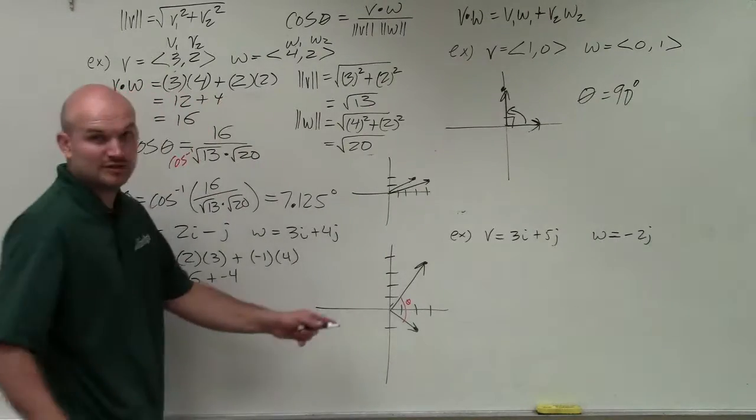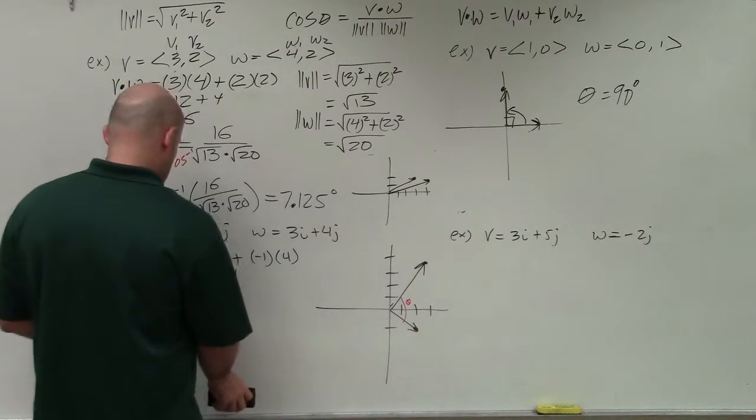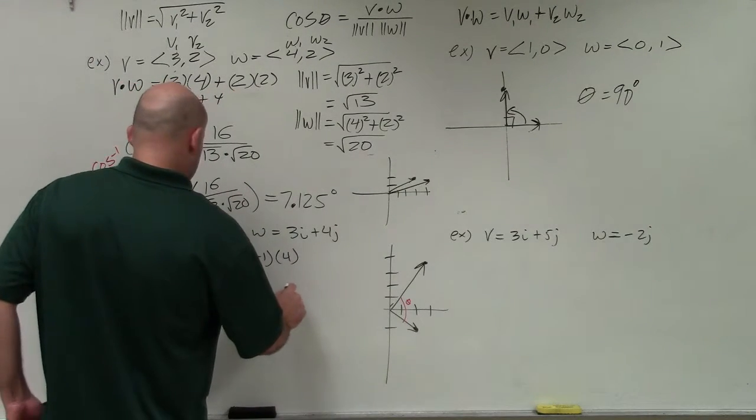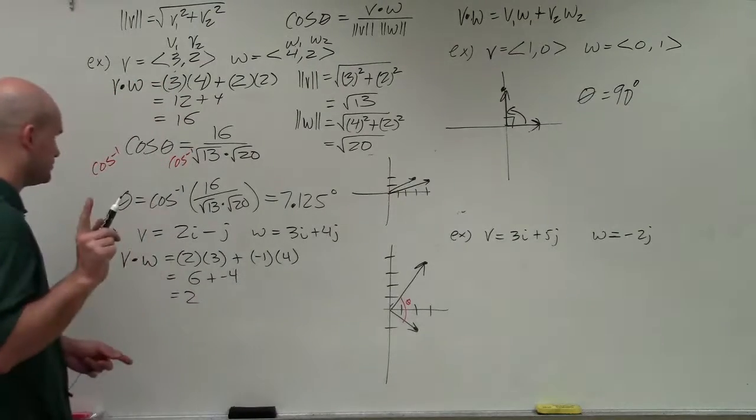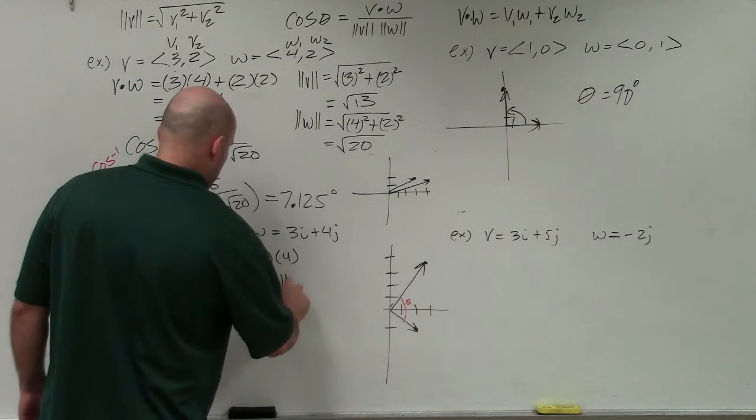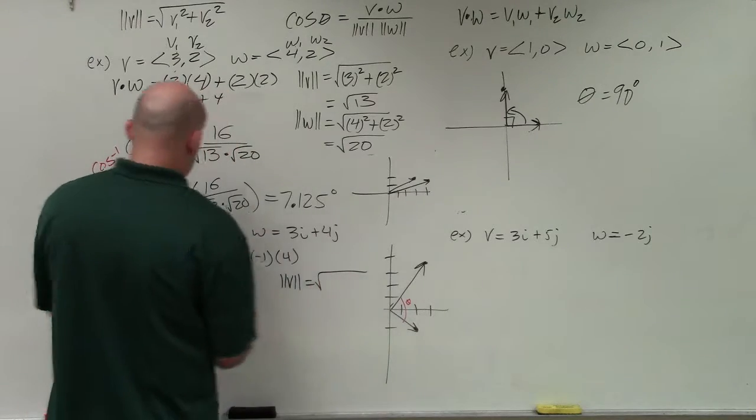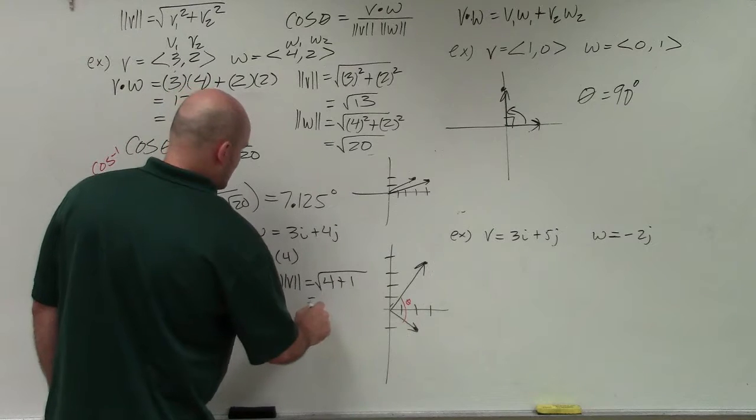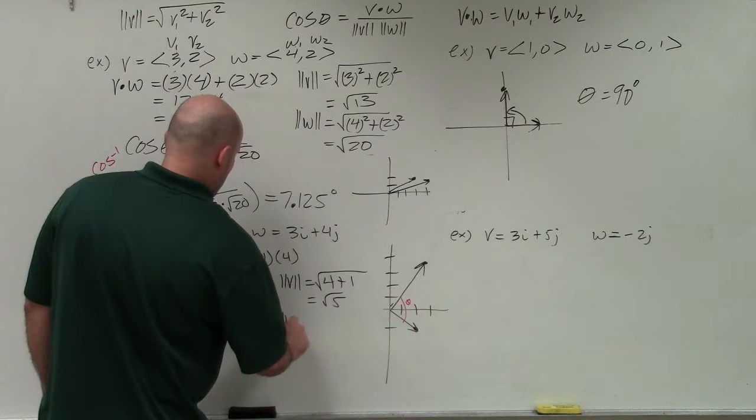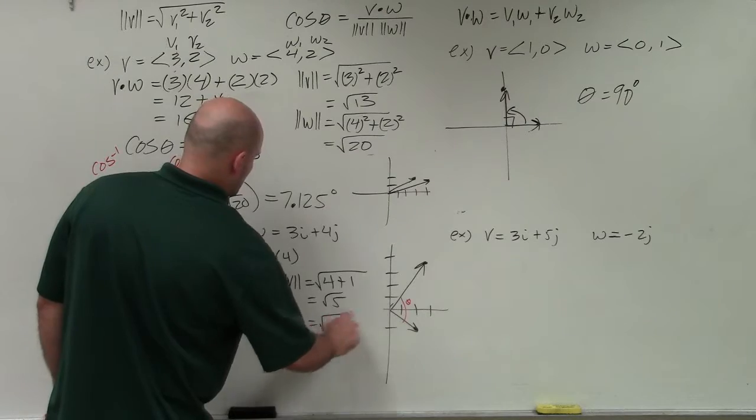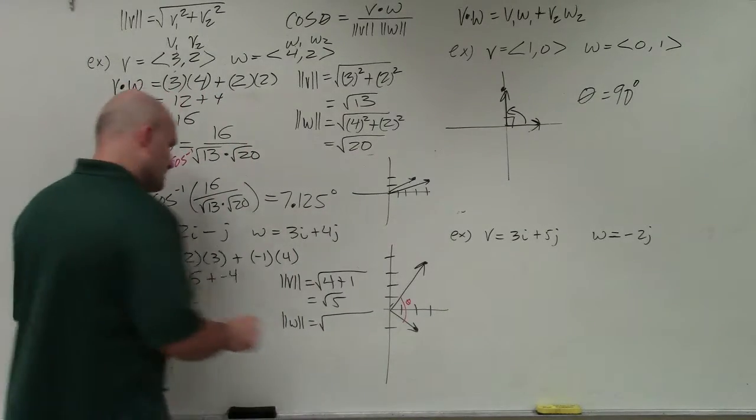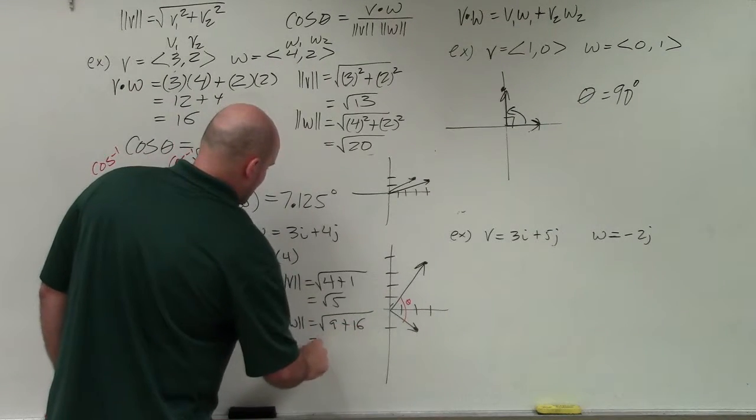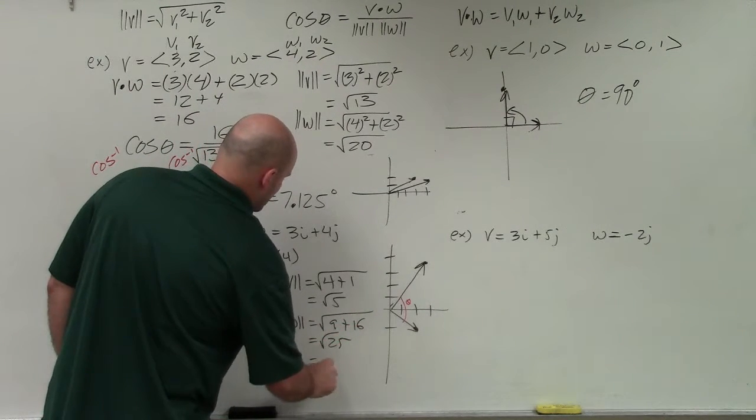I'm going to erase this. Hopefully, you'll just kind of take a mental note. Actually, let's try to maybe leave that there. So let's find the magnitude of v, which equals the square root of 2 squared, which is 4, plus -1 squared, which is 1. So that equals the square root of 5. Magnitude of w is equal to the square root of 3 squared, which is 9, plus 4 squared, which is 16. That equals the square root of 25, which equals 5.